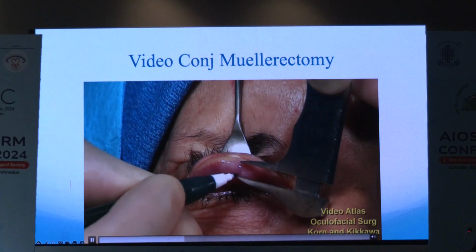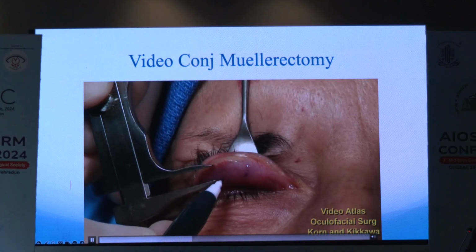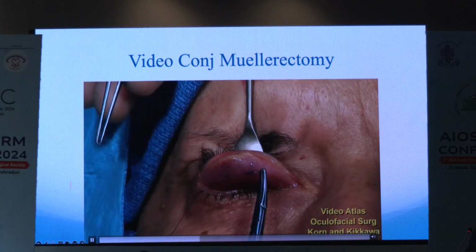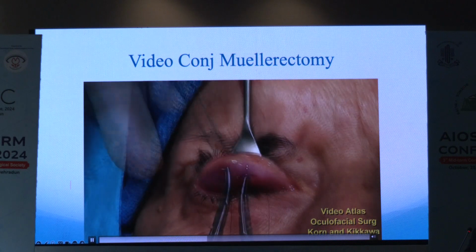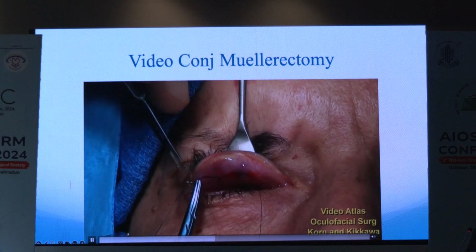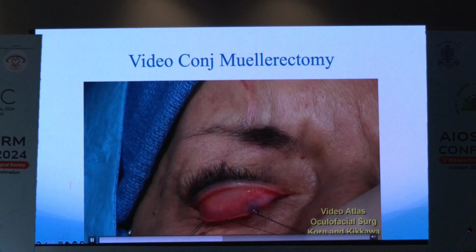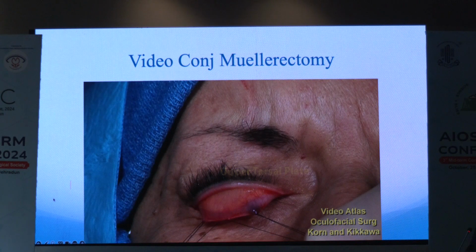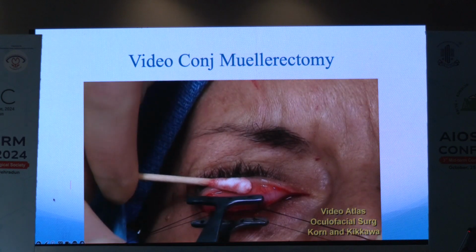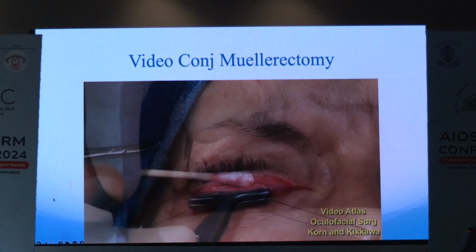So we mark half the amount, which is 4 millimeters, in 3 different locations. We'll weave a 6/0 silk suture, just a little slip of conjunctiva. Then that gets elevated. And then the clamp gets placed just to the level of where the superior tarsal border is.